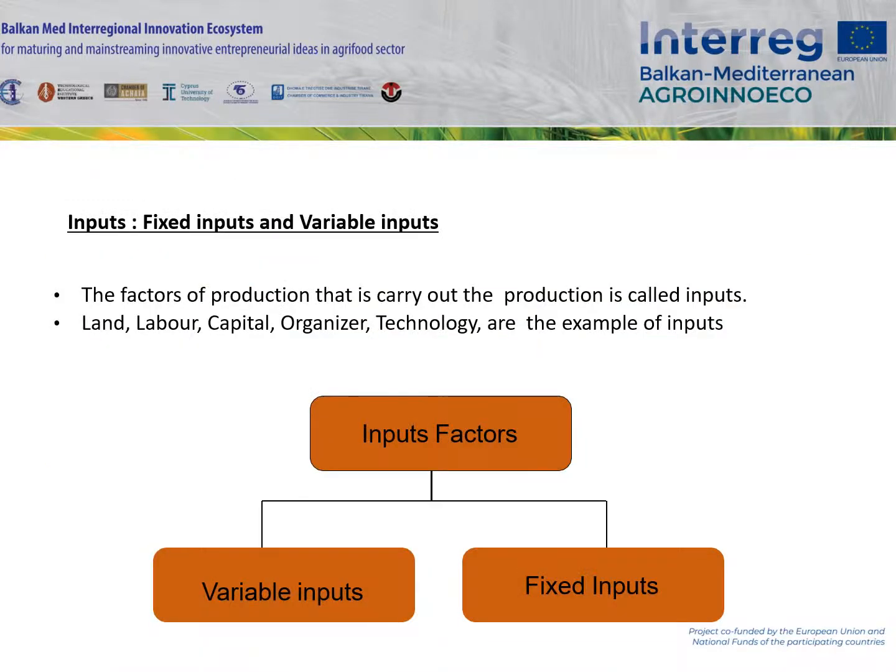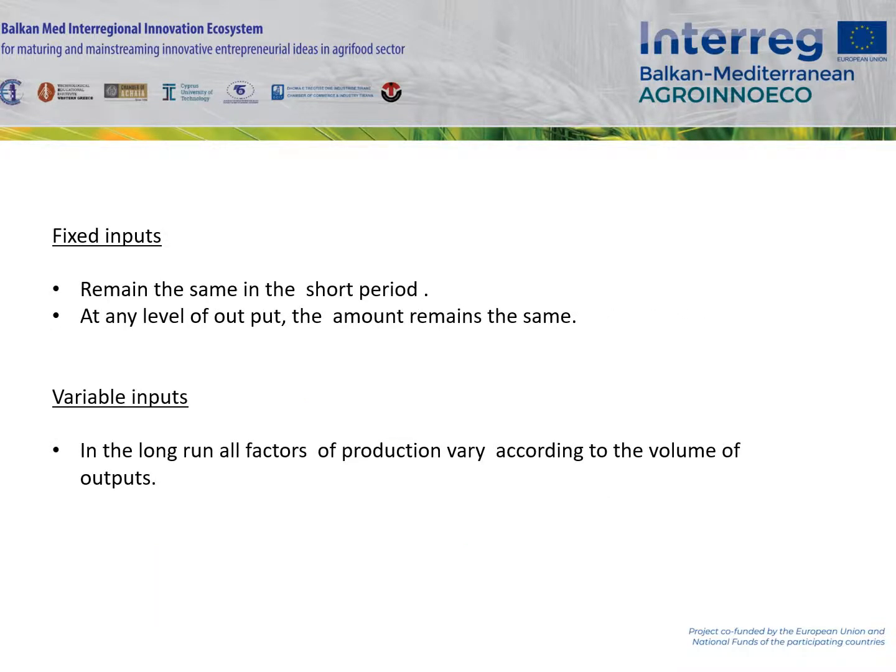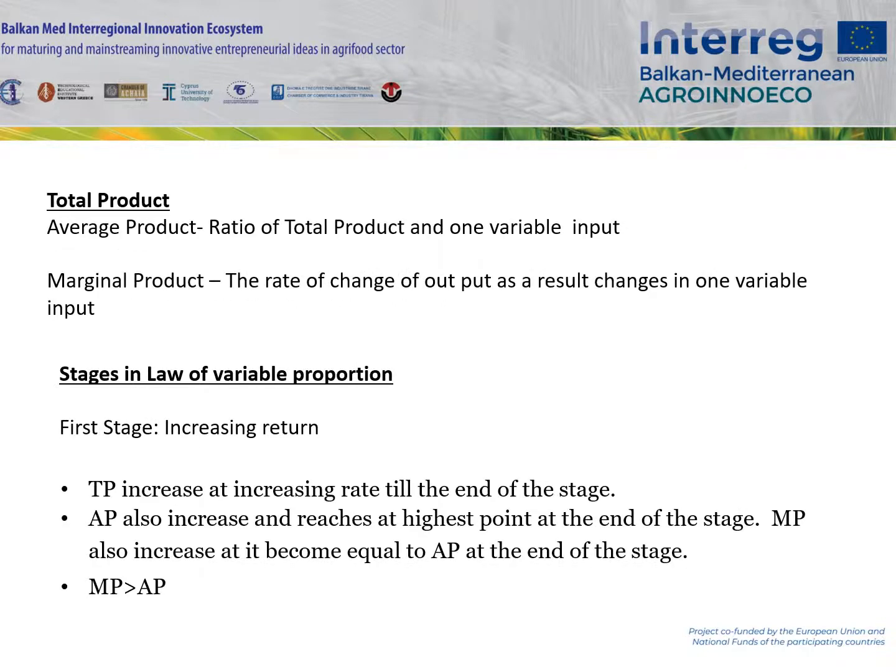Inputs: fixed inputs and variable inputs. We have inputs that are divided into variable inputs and fixed inputs. Fixed inputs remain the same in the short period. At any level of output, the amount remains the same. Variable inputs. In the long run, all factors of production vary according to the volume of outputs.